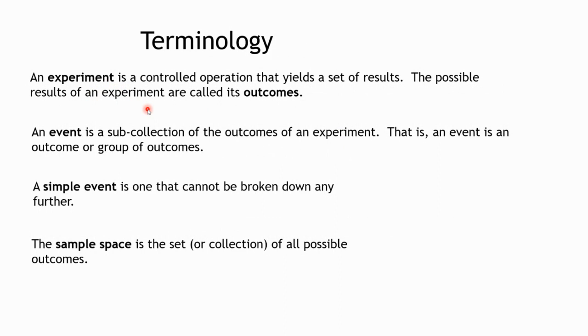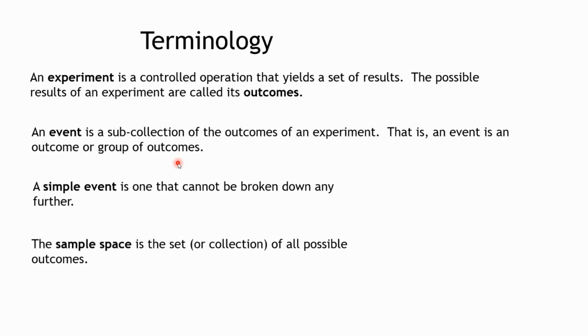There's also this idea of an event, which, as you'll see, is a sub-collection of the outcomes. So it's either a particular outcome or a group of outcomes. If you think about rolling a die and getting a 1, that would be an event. Or rolling a 2, that would be an event. Or you could say rolling a number less than 3. That would be an event. That event has more than one outcome, but it's still an event.